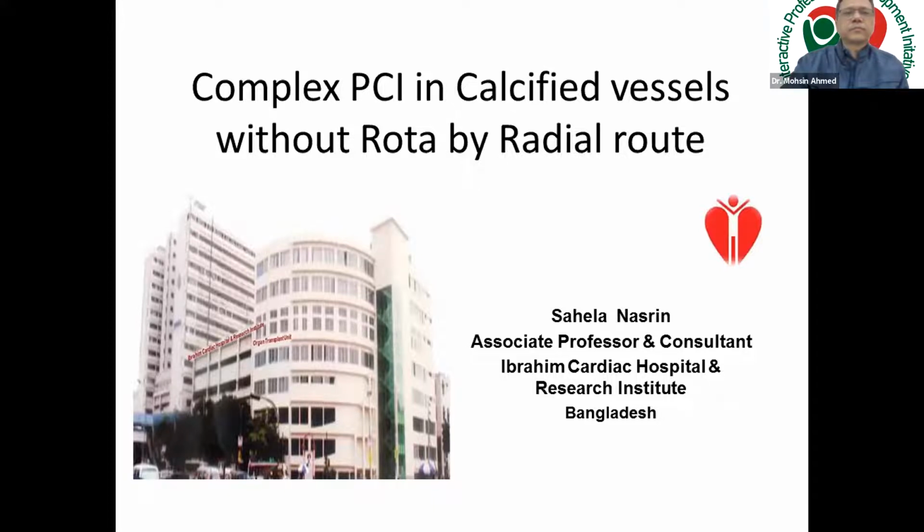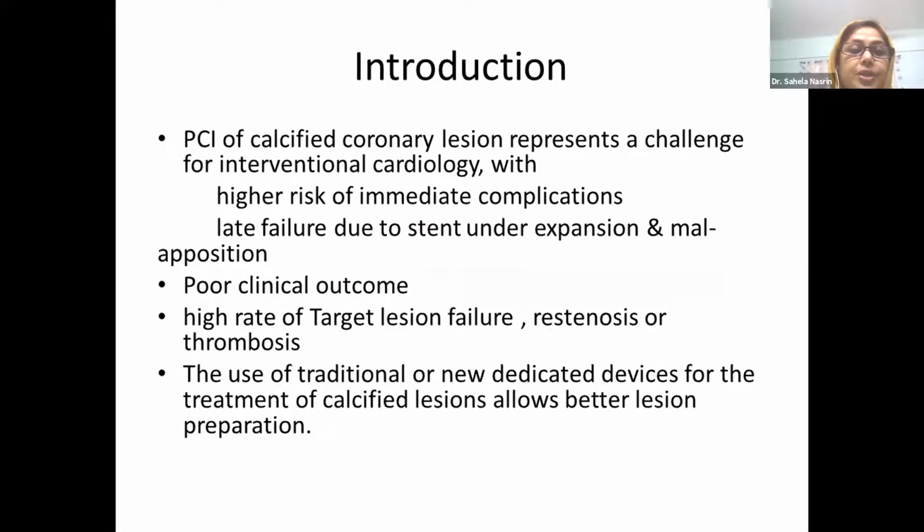Thank you. Honorable Chairperson, Co-Chairman, Speaker, and participants from home and abroad, Assalamu alaikum and good evening. My today's case is complex PCI in calcified vessels without rota by radial route. I'm from Ibrahim Cardiac Hospital and Research Institute.